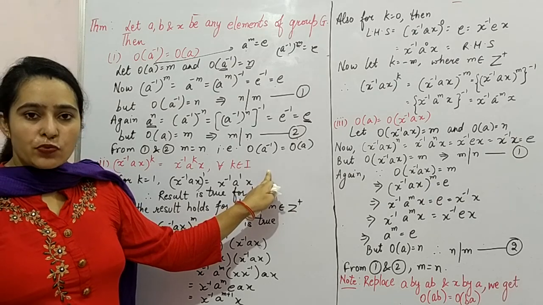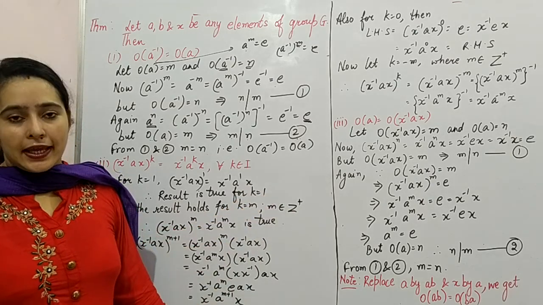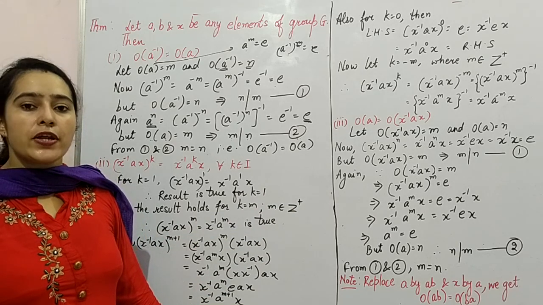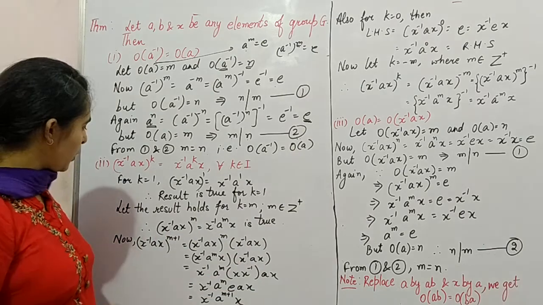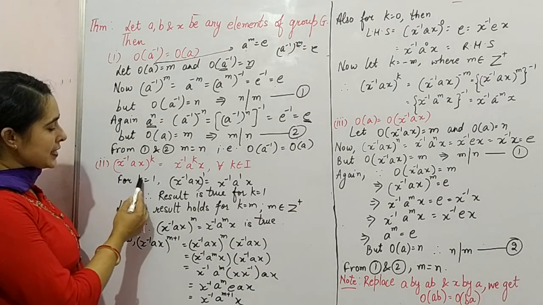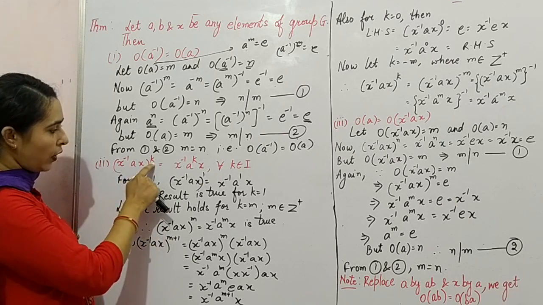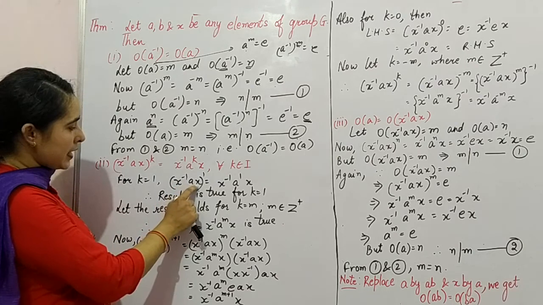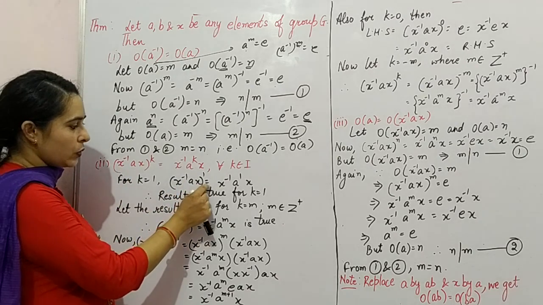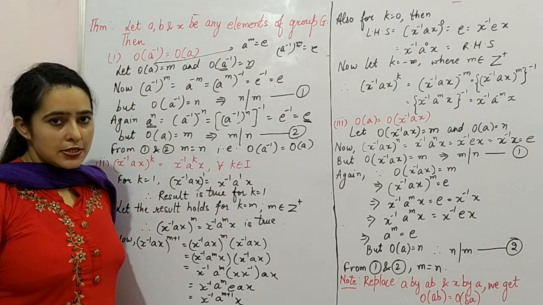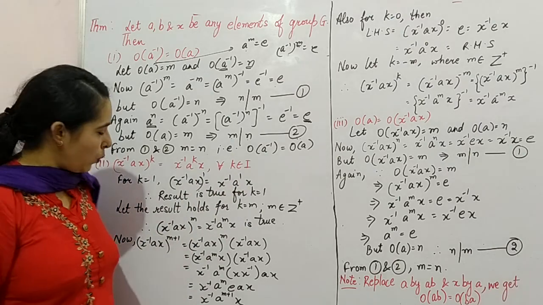If we are successful in proving all this, then we can say that this result is true for every positive integer. Now let's start mathematical induction. For k is equal to 1, substitute 1 here, substitute 1 here. What you get? (x⁻¹ax)¹ is equal to x⁻¹a¹x. That is same. That means the result is true for k is equal to 1.